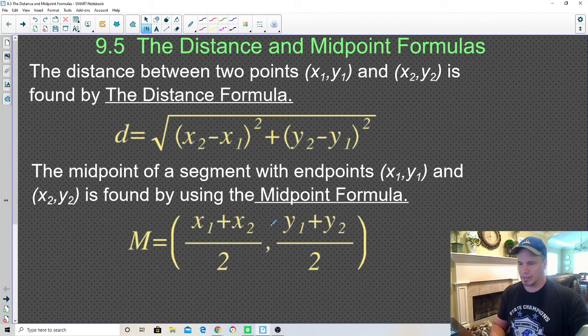With midpoint, what you see here is a formula for x and a formula for y separately. To find the x value of the midpoint, you add the two x's together and divide by 2. To find the y value of the midpoint, you add the two y's together and divide by 2. That's why it's in parentheses like that, because the answer is an ordered pair, not a number. And you know slope: y2 minus y1 over x2 minus x1.